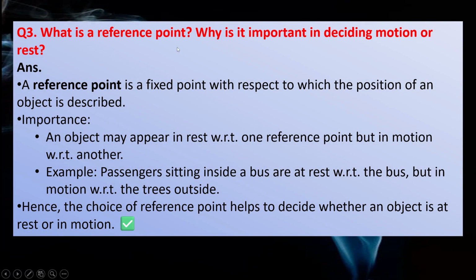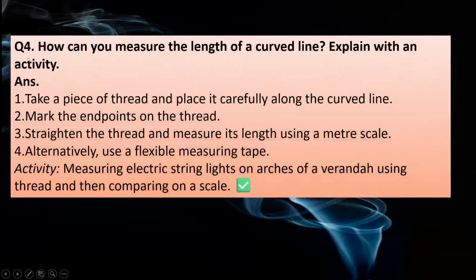Question number 3. What is a reference point? Why is it important in deciding motion or rest? Answer: a reference point is a fixed point with respect to which the position of an object is described. Importance: an object may appear in rest with respect to one reference point, but in motion with respect to another. Example: passengers sitting inside the bus are at rest with respect to the bus, but in motion with respect to the trees outside. Hence, the choice of reference point helps to decide whether an object is at rest or in motion.